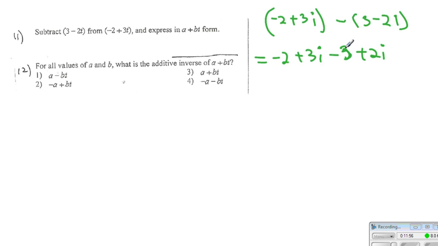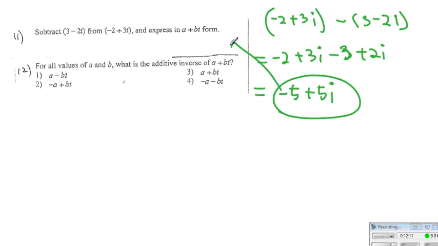Now, then what do we end up getting, guys? So we have negative 2, and then negative 3 becomes negative 5. And then 3 and 2 becomes plus 5i. That is the answer for this question, number 11.